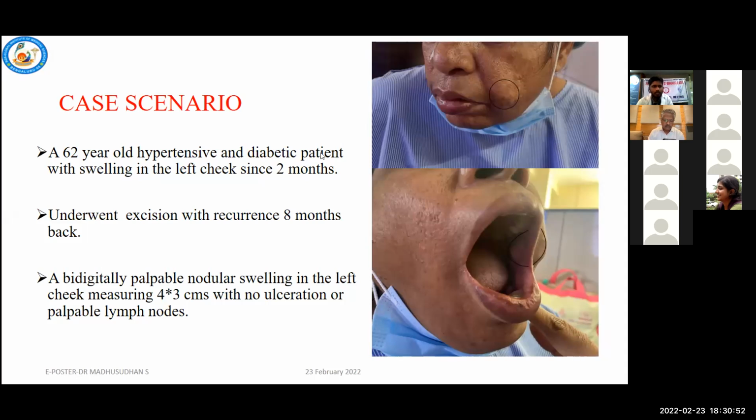My poster topic is a rare case of recurrent swelling in the left cheek. A 62-year-old female patient who is hypertensive and diabetic presented with swelling in the left cheek since 2 months. The patient had undergone excision with recurrence 8 months back. On examination, a bidigitally palpable nodular swelling in the left cheek, measuring 4 × 3 centimeters, with no ulceration or palpable lymph node was seen.